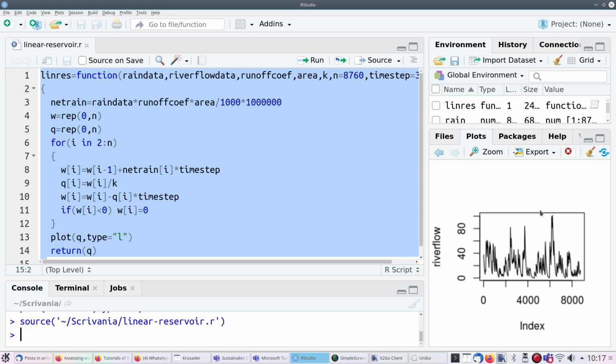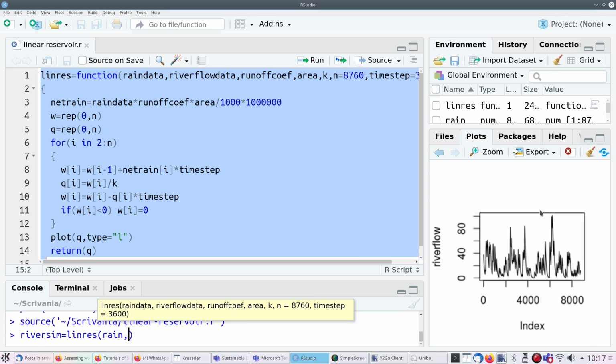I go to the console, and then I can write something like river flow simulated is equal to lin res of what? I have to give all the arguments, and the arguments are rain data, rain, river flow data, river flow, and then runoff coefficient 0.5. And then area 1214, and then K. Okay, what value should I give to K?